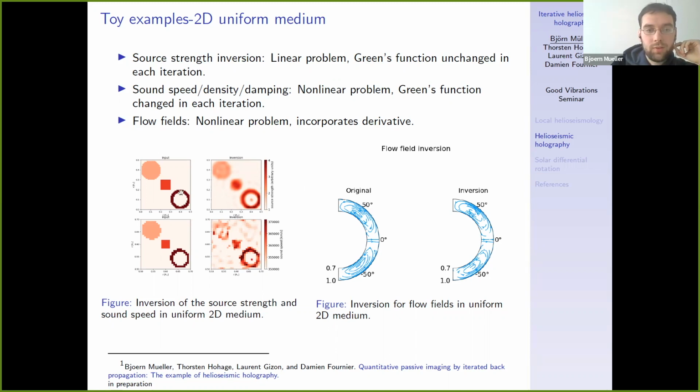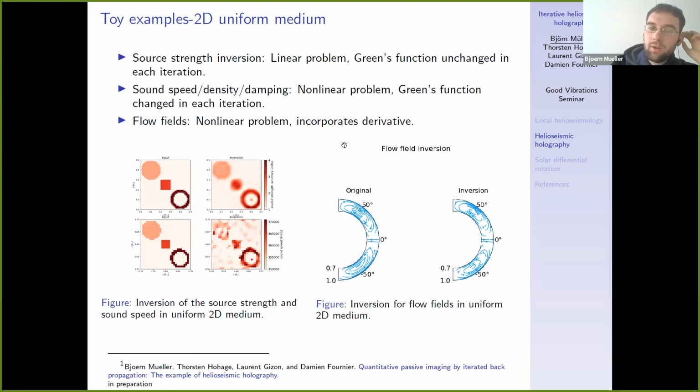You see this in these two images, and it's very good. It's already done assuming that we have only information on parts of the surface and with strong realization noise terms. So for source length, we don't have a problem. For sound speed, density and damping, it's a nonlinear problem, so we have to solve the Green's function in each iteration, but also then with strong noise terms already, it seems to work.